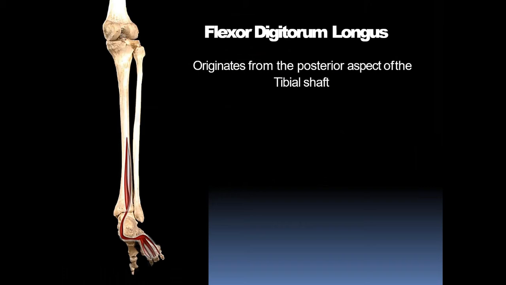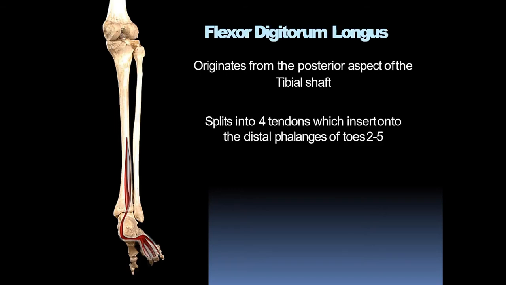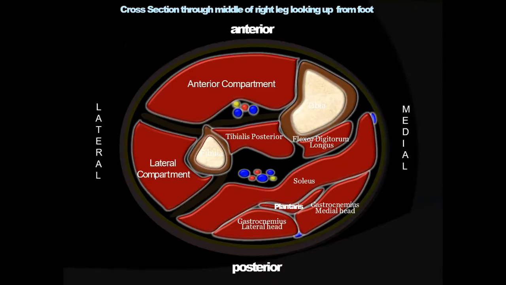Flexor digitorum longus originates from the posterior aspect of the tibial shaft, splits into 4 tendons which insert onto the distal phalanges of the second to fifth toes. It flexes the toes. Here we can see the situation of flexor digitorum longus in this cross section.